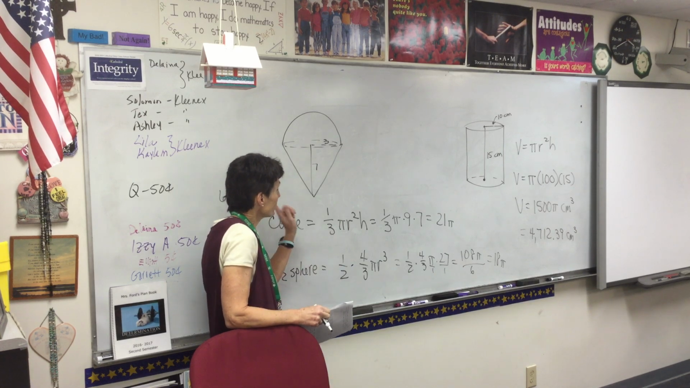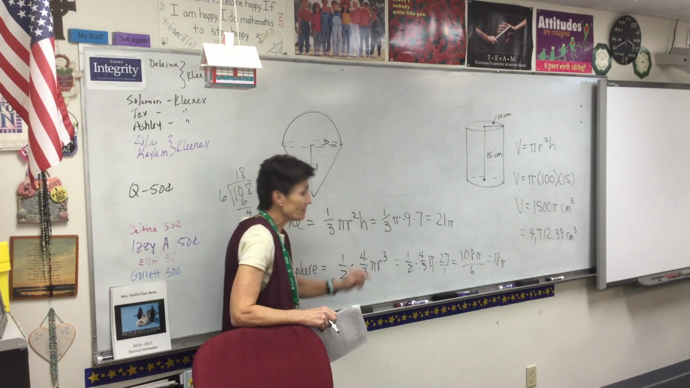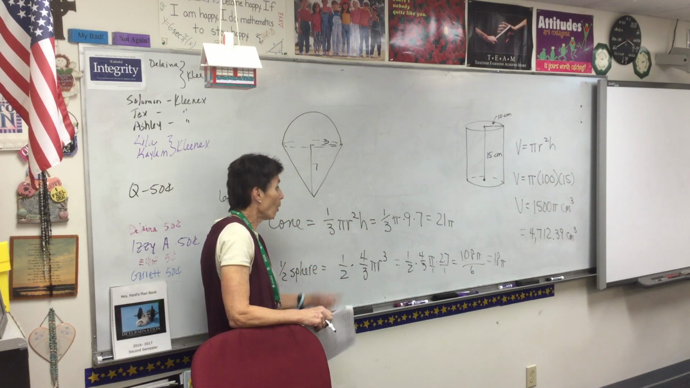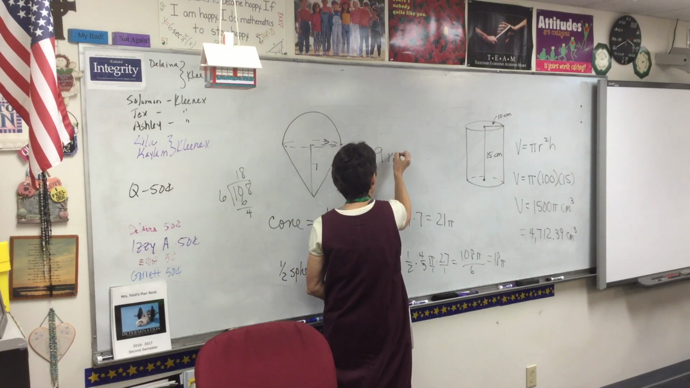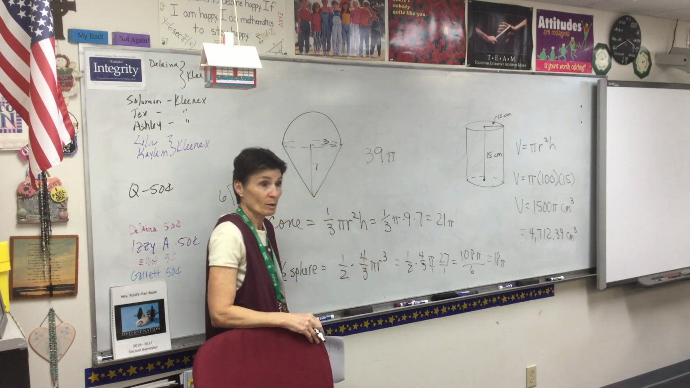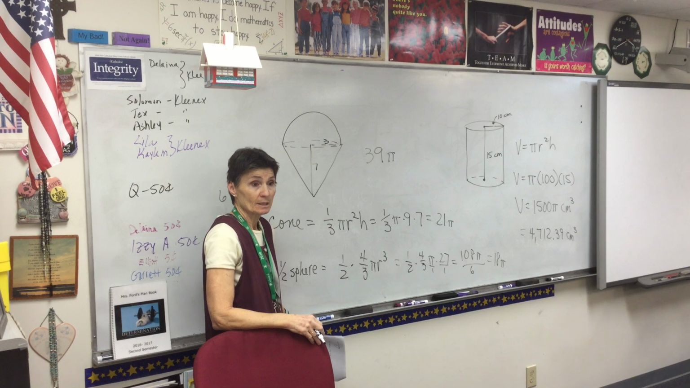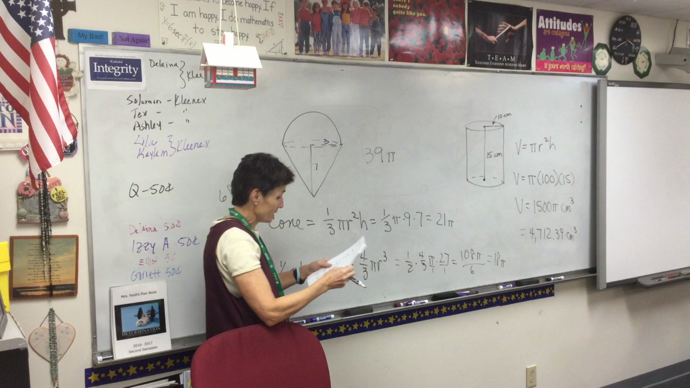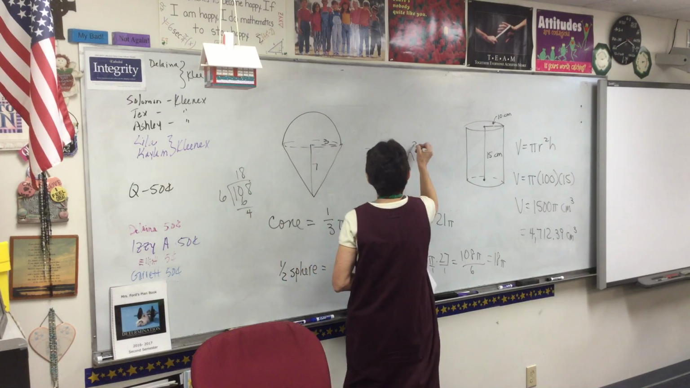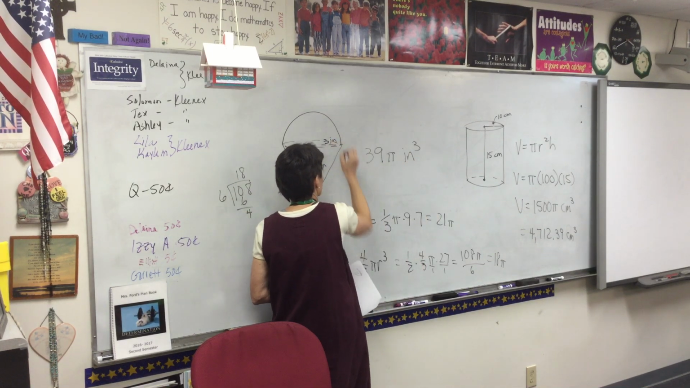So the cone is 21 pi, the ice cream is 18 pi, so the whole thing together would be 39 pi. 21 and 18? And then the unit on it is the volume, cubed, so it would be inches cubed. Yeah, these were inches.